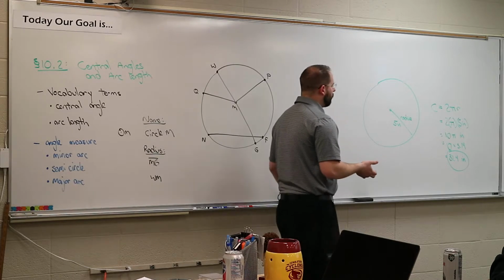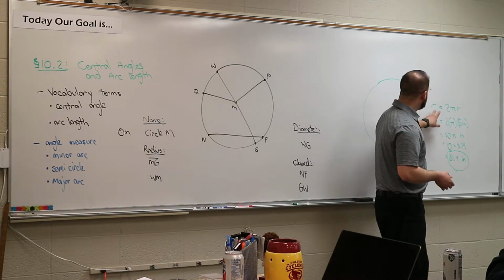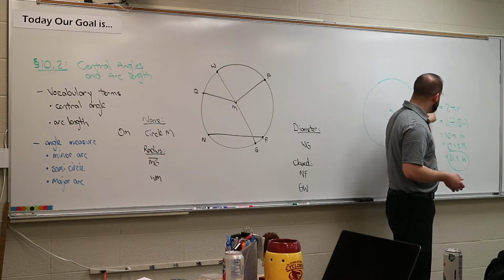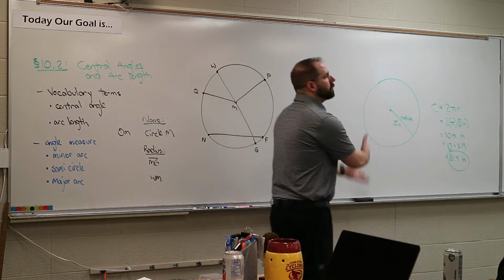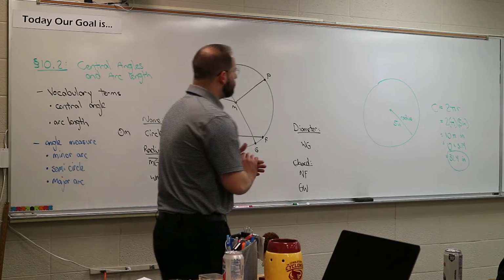That's a majority of your homework. Now, if they ever give you the circumference, they give you this number, then fine. You divide by 2, divide by pi, and you have the radius. Now you have the r. So you can solve it backwards. I think that's a majority of your homework.